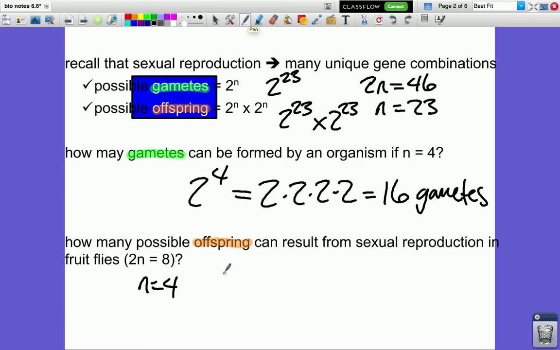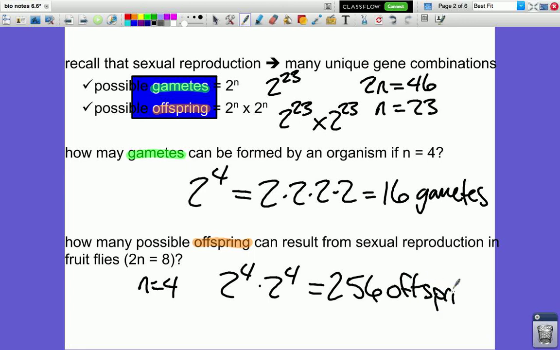Since n is 4, that means I have 2 to the 4th power times another 2 to the 4th power. I already found out that 2 to the 4th power is 16, so 16 times 16 is going to give me my answer. There are 256 different possible combinations, different possible offspring in that sexual reproduction of fruit flies.